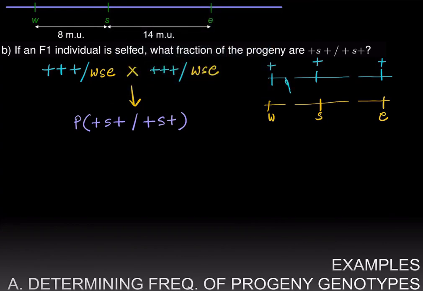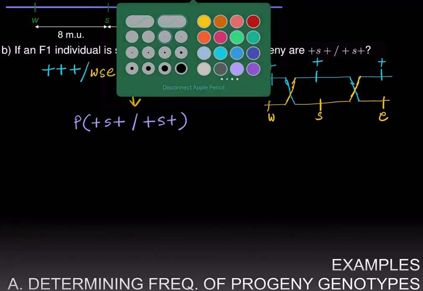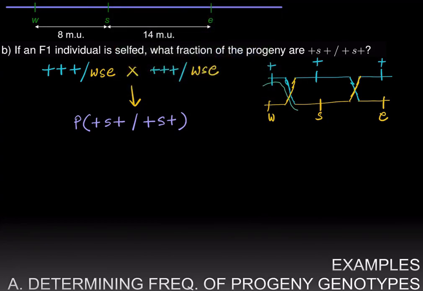So there's one crossover here and another crossover in the second location, and this would result in an individual who has a plus S plus genotype.